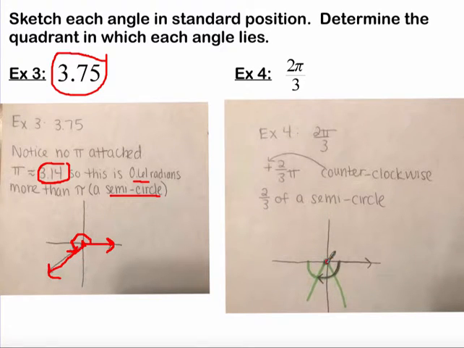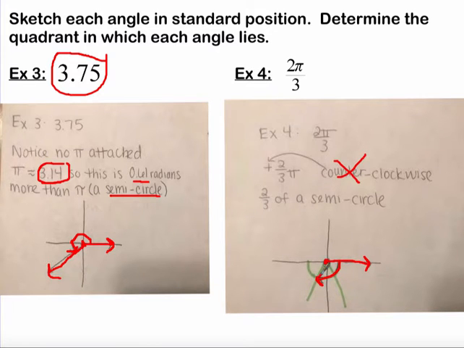So we've got our vertex at the origin, our initial side on the positive x-axis, and we're going to go 2/3 of a semicircle. That's incorrect. That should be clockwise. My apologies. So when we go 2/3, that puts me right about here.